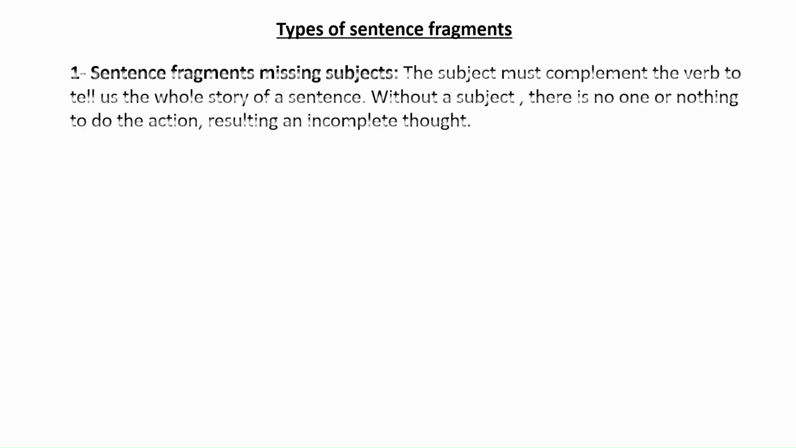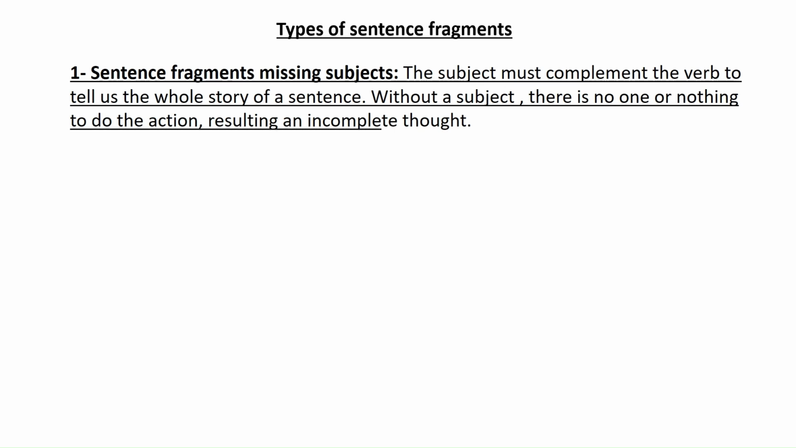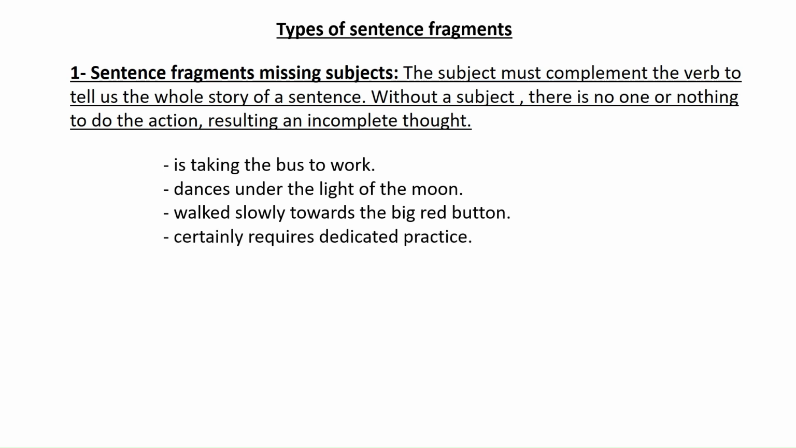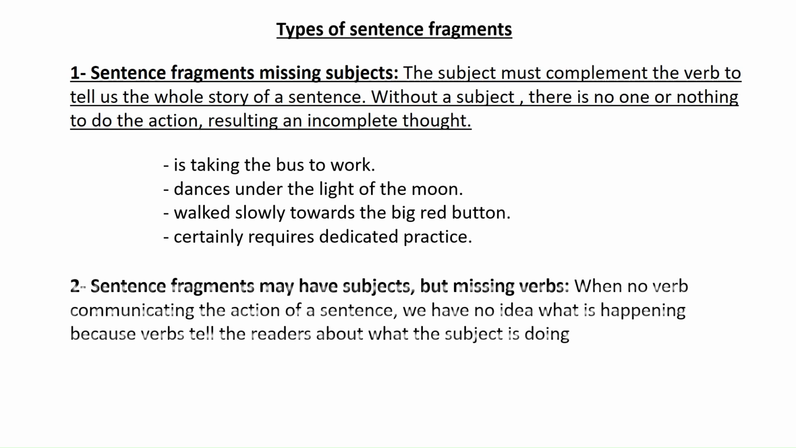There are several types of sentence fragments, and here are the common ones. The first one: fragments missing subjects. Subjects complement verbs and perform the action, and missing them will result in incomplete thoughts. Examples: is taking the bus to work, dances under the light of the moon, walked slowly towards the big red button, certainly requires dedicated practice.